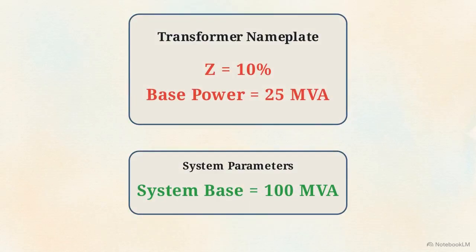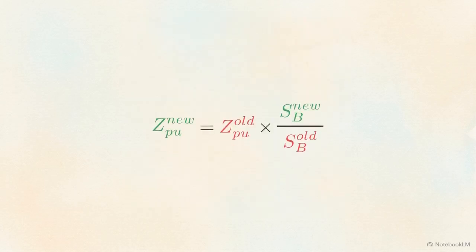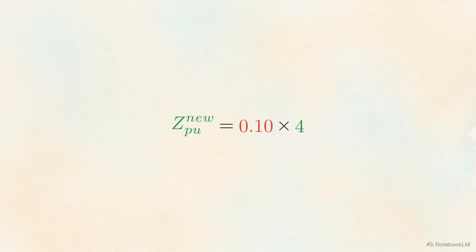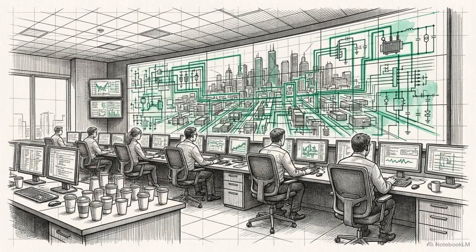Let's test this. You have a transformer nameplate showing 10% impedance on a 25 MVA base. Pause the video and convert this to a 100 MVA system base. To solve it, take the old per-unit value of 0.10 and multiply it by the new base power divided by the old base power. 100 divided by 25 is 4. The correct impedance for your model is 0.40 per unit. Catching that nameplate discrepancy and applying the change of base formula ensures a robust model. It is a mandatory step before any load flow analysis can begin.